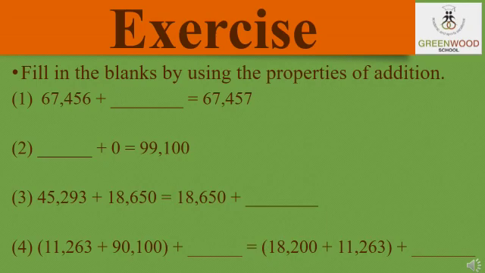45,293 plus 18,650 is equal to 18,650 plus dash. So what will come? The number which I taught you. 4 plus 3 or 3 plus 4. The answer will be 7 only. So here our answer will be 45,293. And the fourth one is the fourth property, that is grouping of addends or the associative property.